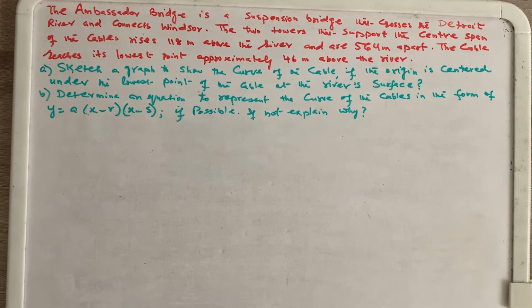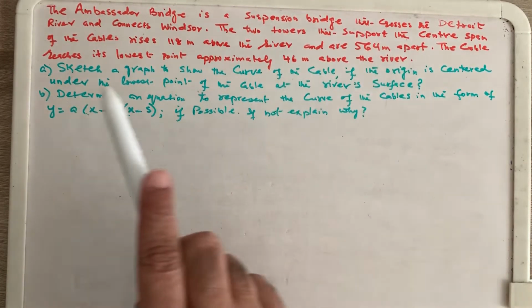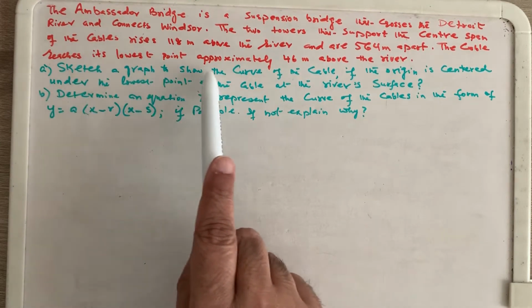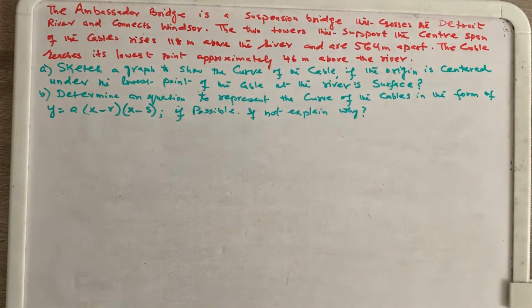The two towers that support the center span of the cables rise 118 meters above the river and are 564 meters apart. The cable reaches its lowest point approximately 46 meters above the river. Now, we have two parts to this question. Part A: sketch a graph to show the curve of the cable if the origin is centered under the lowest point of the cable at the river's surface.